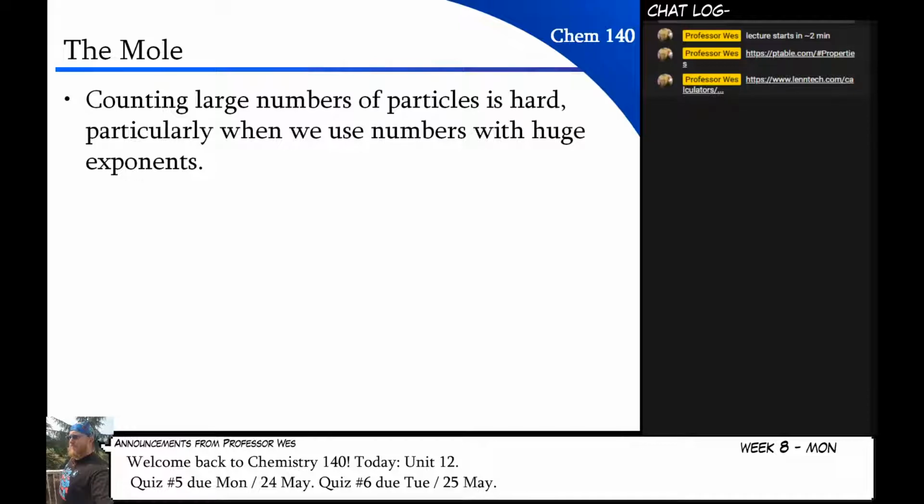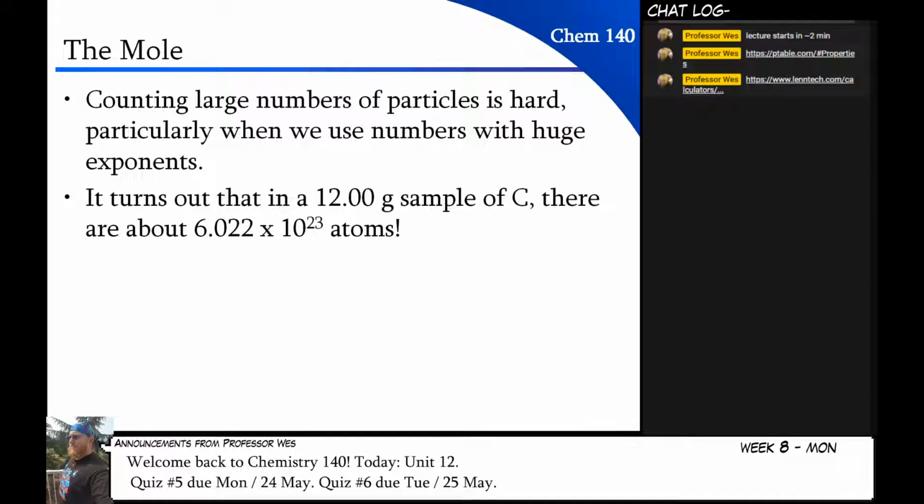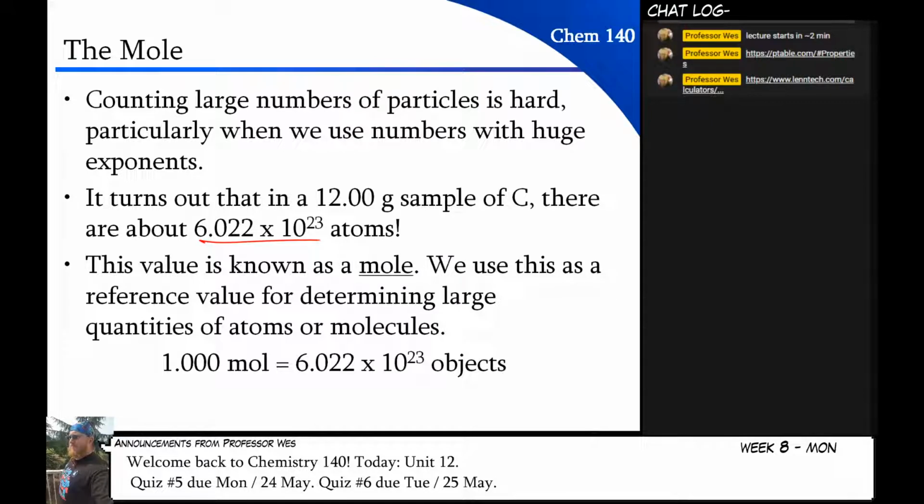It turns out that in a small quantity of matter that we can have, like 10 or 12 grams of stuff, for carbon specifically, in 12 grams, there are this many atoms in it. And we're going to use that quantity and call it a mole. Now, why 12 grams of carbon? We selected that as a reference and then determined the number of atoms that were in there experimentally. And the number that we got was 6.022 times 10 to the 23. We're going to define this number as 1 mole.